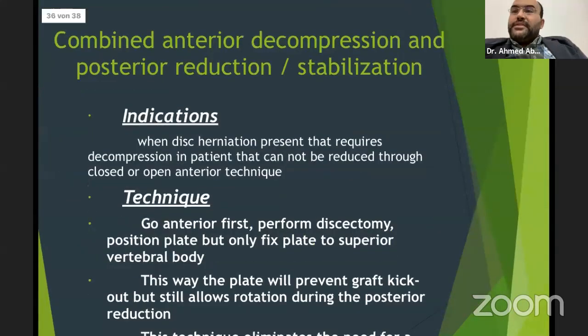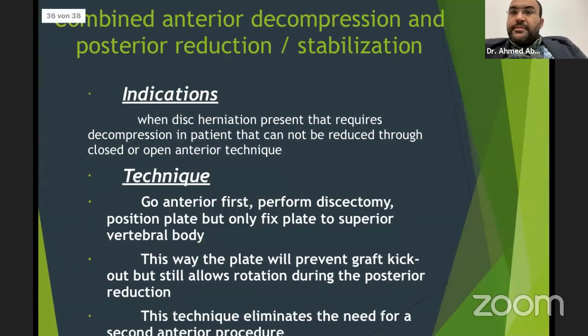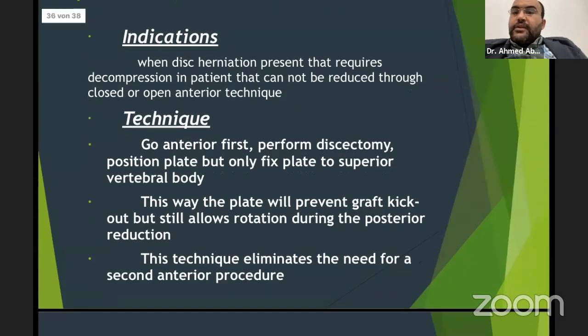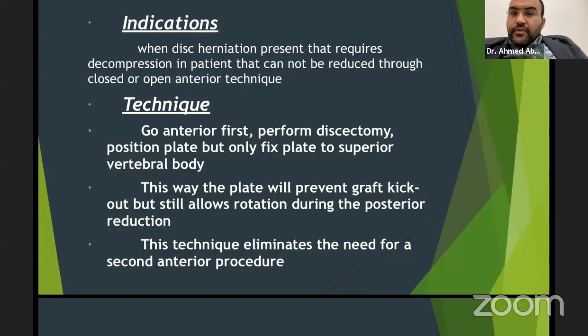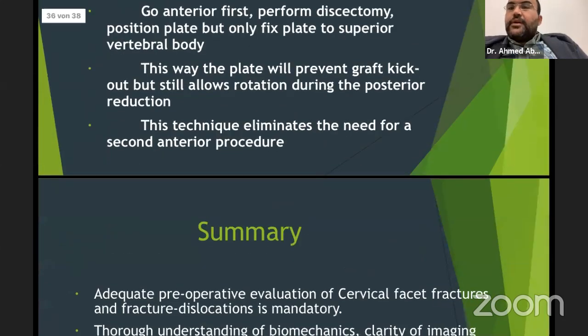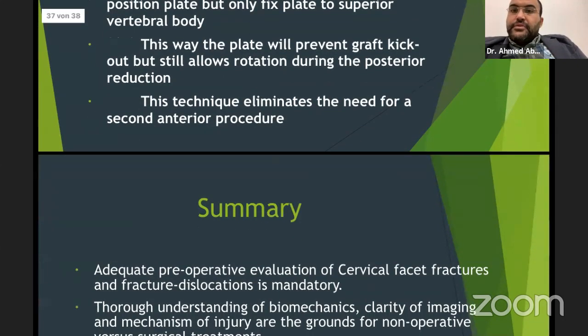And finally, the combined anterior decompression and posterior reduction and stabilization. The indications: they are indicated when a disc herniation that requires decompression is present in patients that cannot be reduced through a closed or open anterior technique. You go first anterior, performing discectomy, position the plate, and then fix the plate to the superior vertebral body. This way, the plate will prevent the graft from kicking out and still allows the rotation to facilitate the reduction from the posterior approach. And this technique also eliminates the need for a secondary anterior procedure.